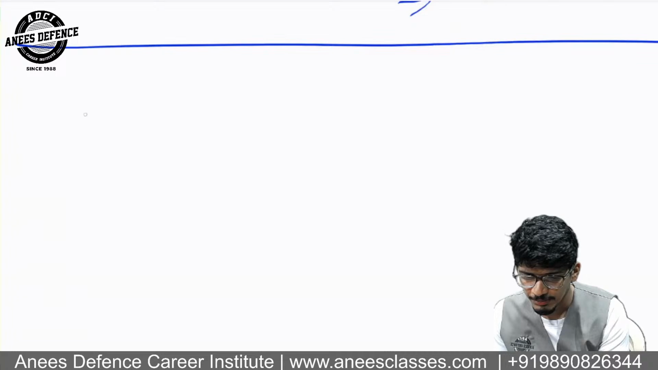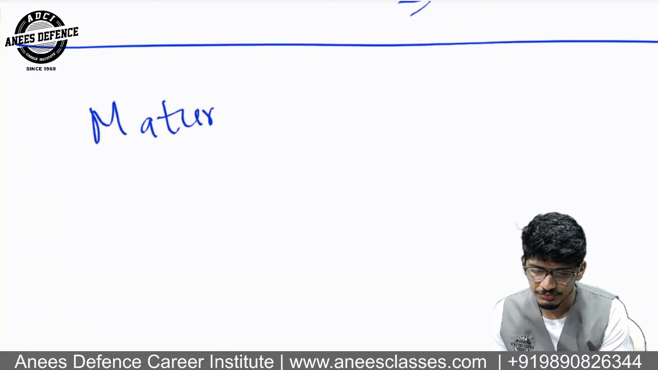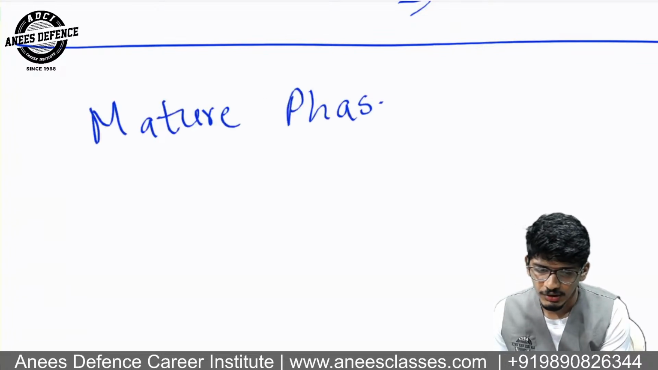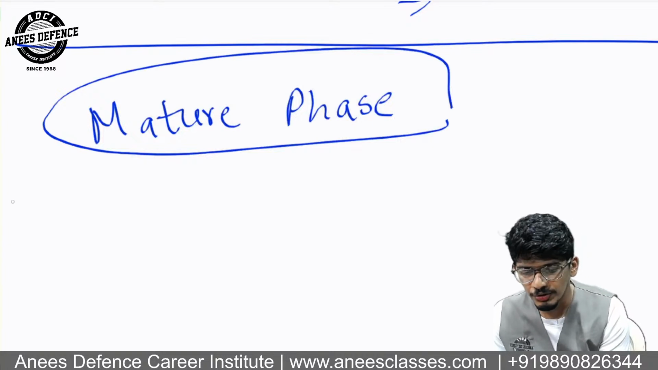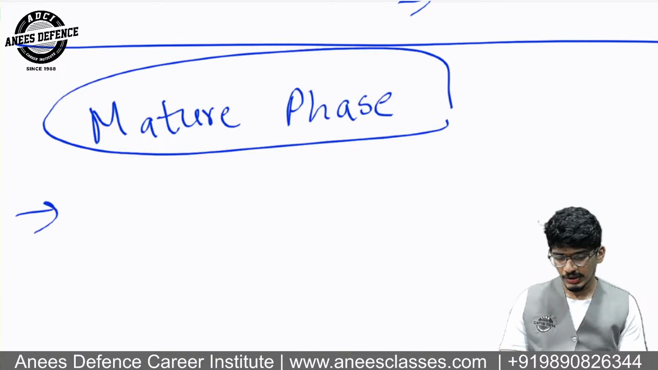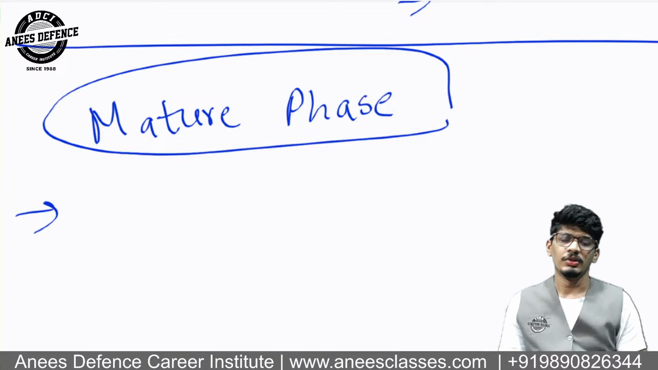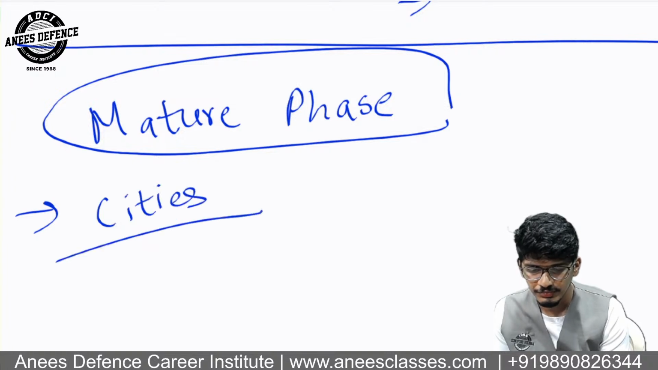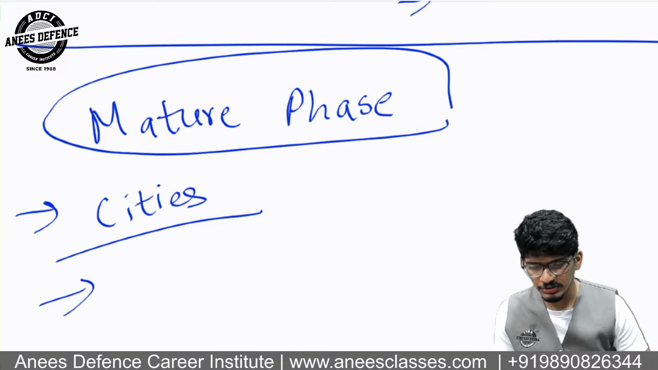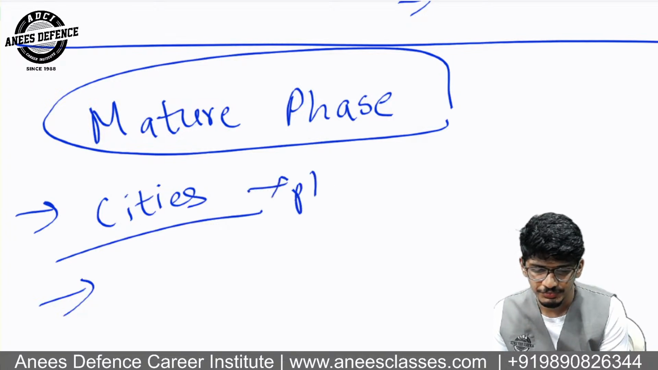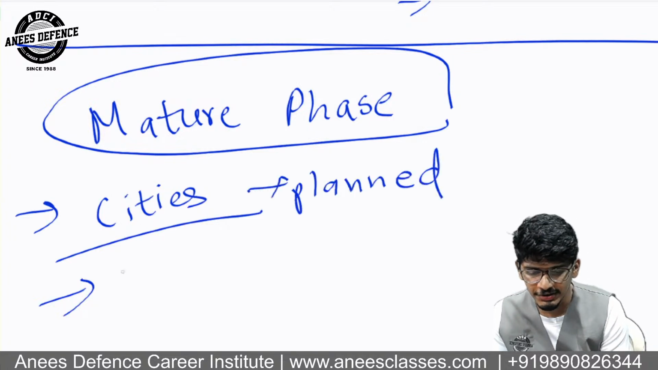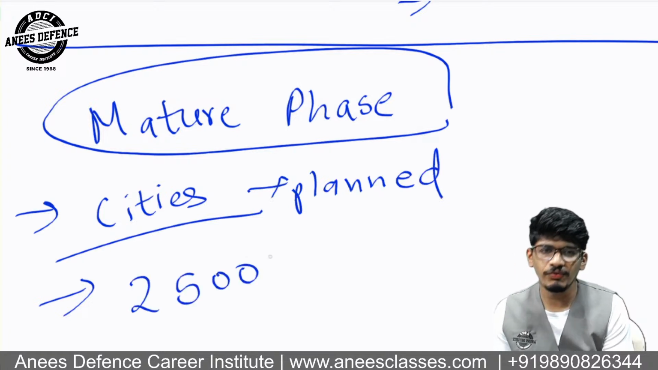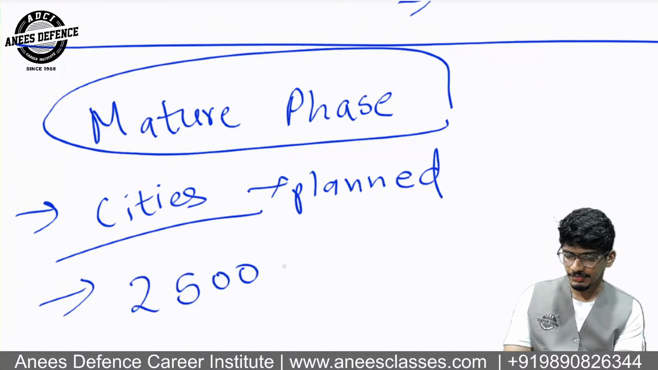Next is the mature phase. Mature phase is the most important phase regarding our syllabus and the topic which is most asked in the exams. Mature phase corresponds to cities. Now these cities were planned in very much detail. Planned. And this phase roughly corresponds to 2500 BC till 1800 BC.